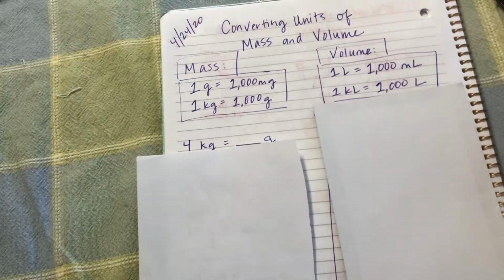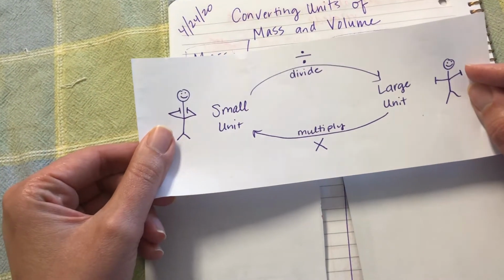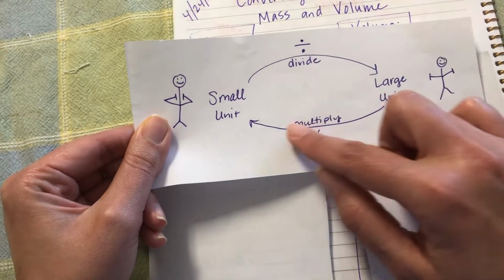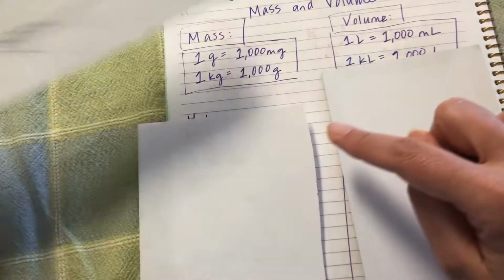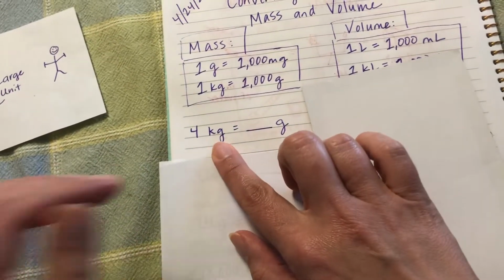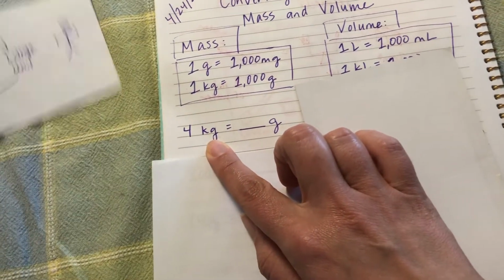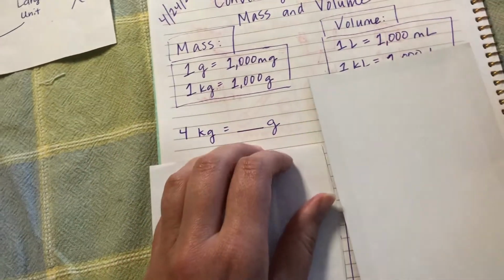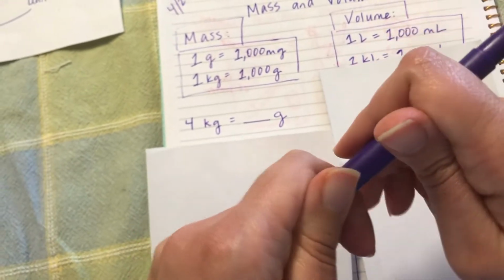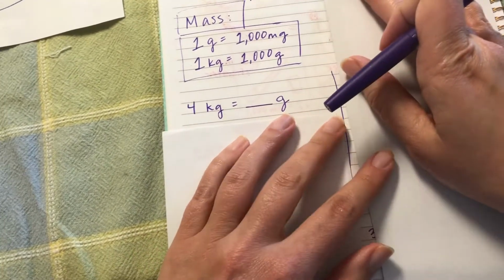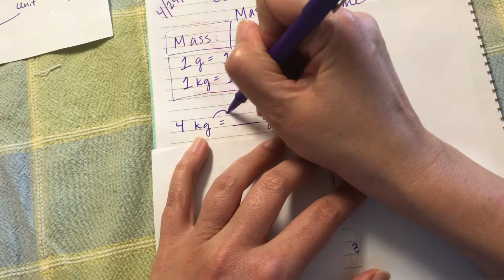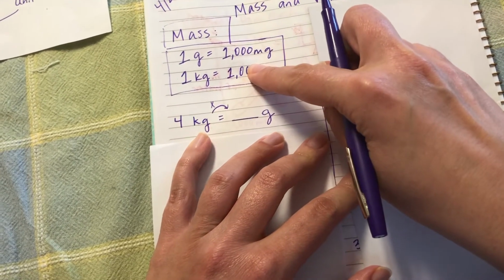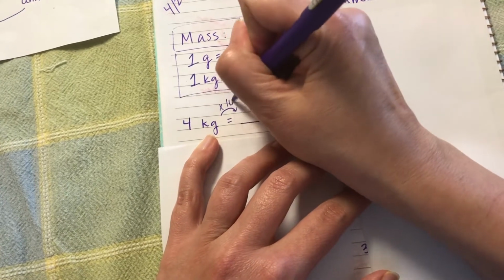All right, so we're going to practice this. And of course, I have my handy dandy little chart here. If we're going from a small unit to a large unit, we're going to divide. If we're going from a large unit to a small unit, we're multiplying. We're going to start off here with 4 kilograms. This is a large unit to a smaller unit, which is a gram. So I'm going to multiply. Because there are 1,000 grams in every kilogram, times 1,000.